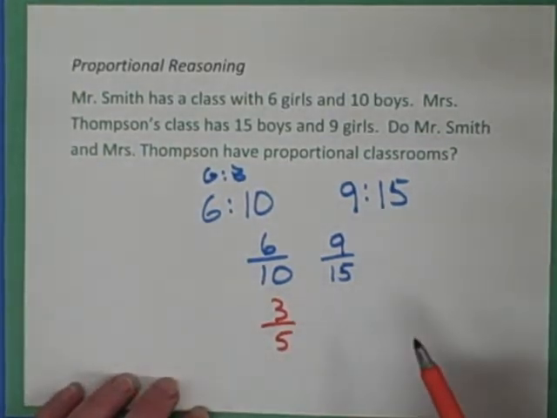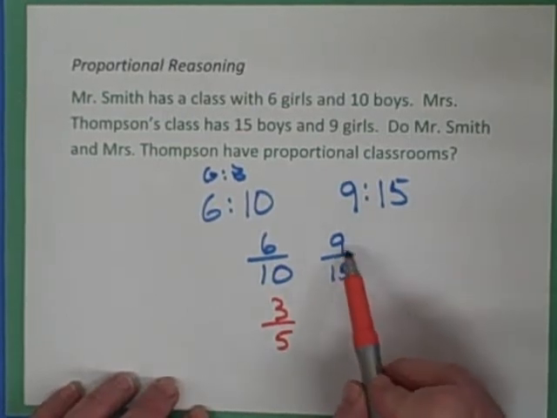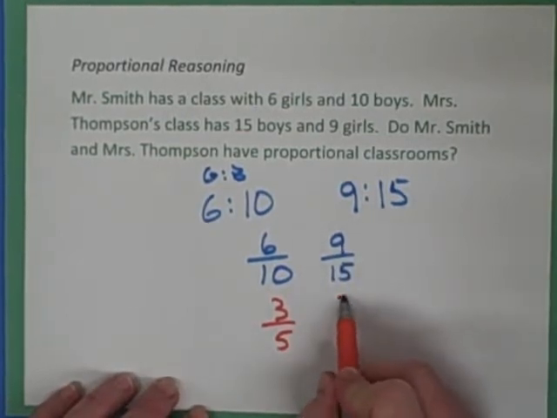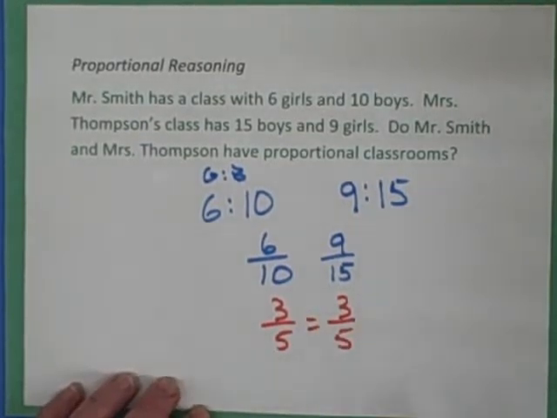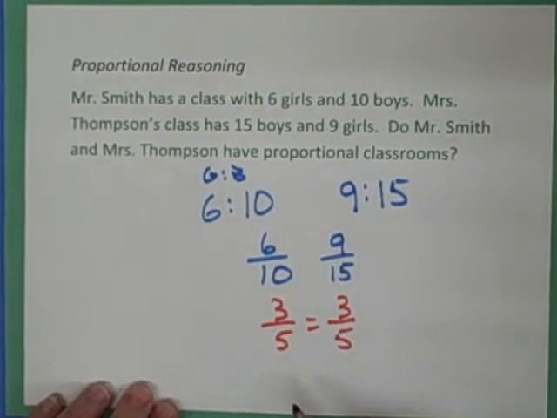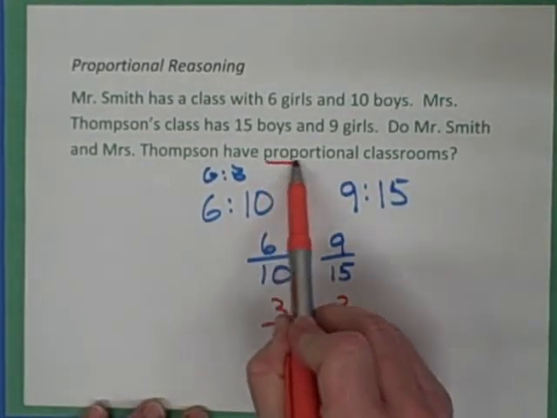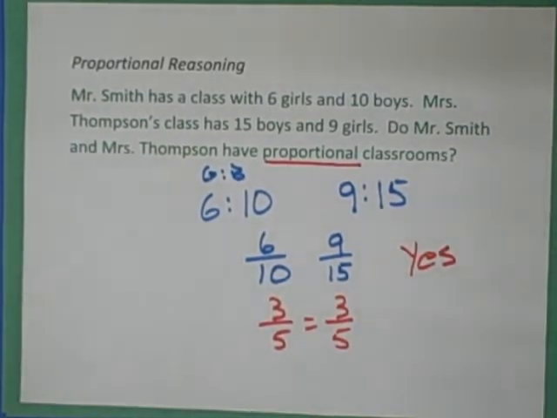And in Mrs. Thompson's class, again, I'm going to simplify this fraction. 9 divided by 3 is 3, and 15 divided by 3 is 5. And you will see that in both classes, they have the exact same ratio of girls to boys. These are equivalent ratios, and they are said to be in proportion, or proportional. So yes, these classrooms are proportional.